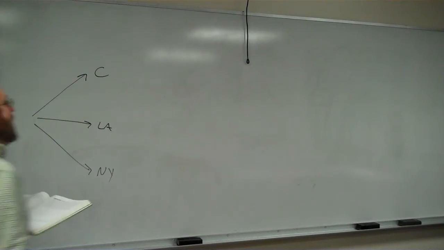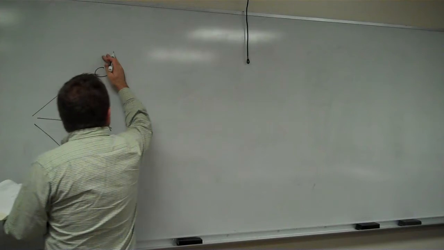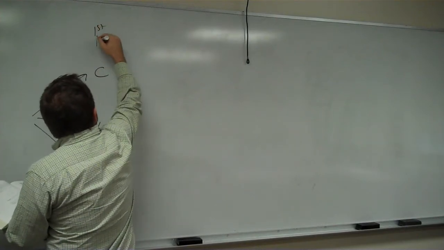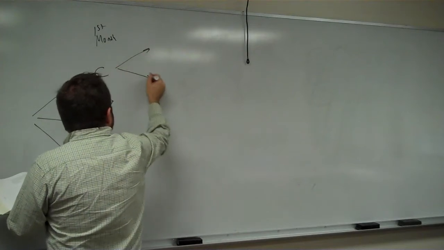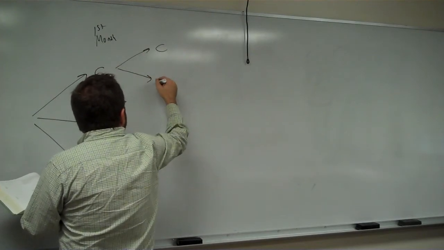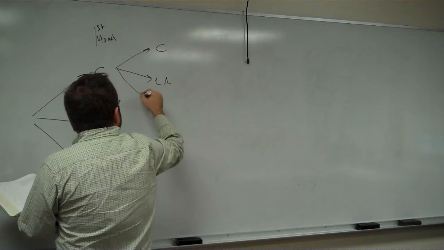Then they could go to another plant, right? That's the first month. Here, let's even write that down. This is the first month. They could go to one of those 3. Or then, the next month, they could go someplace to Chicago, they could go to LA, or they could go to New York.